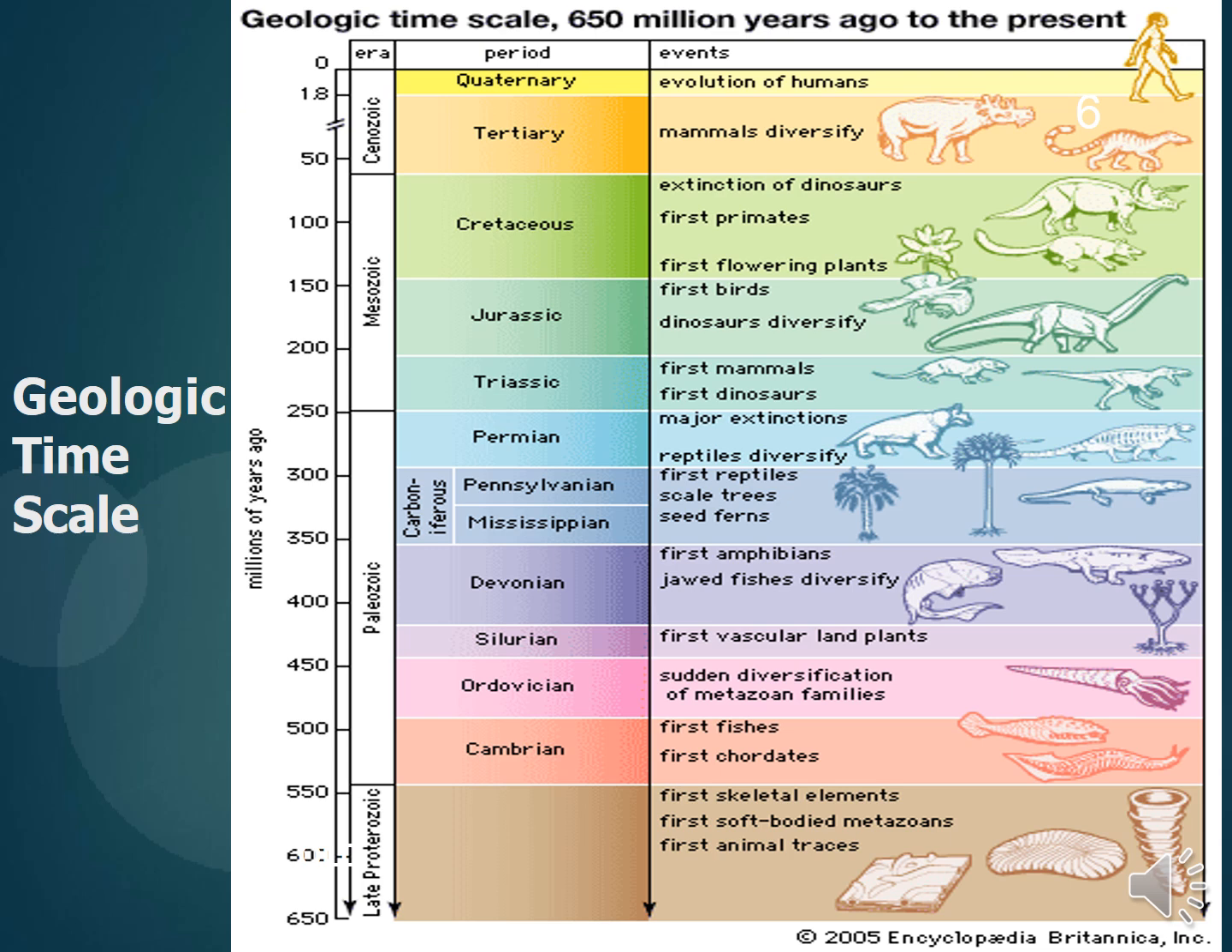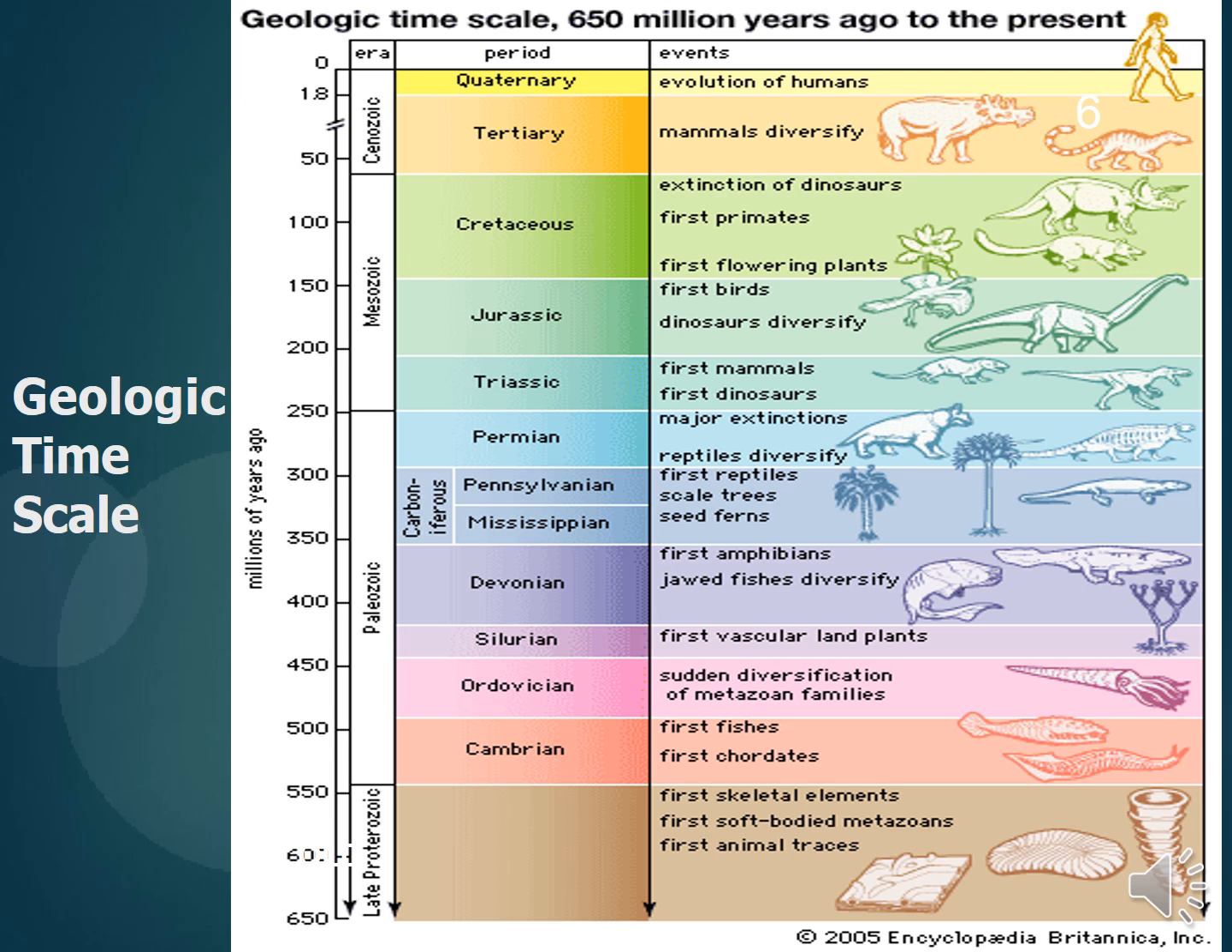In the Mesozoic era, we have the Triassic, Jurassic, and Cretaceous periods. In the Cretaceous, we see the extinction of dinosaurs. The first flowering plants were observed in the Cretaceous period, and in the Jurassic, we see the first birds and dinosaur diversity. In the Triassic, we see the first mammals, and in the Permian period, the major extinction of reptile diversity.